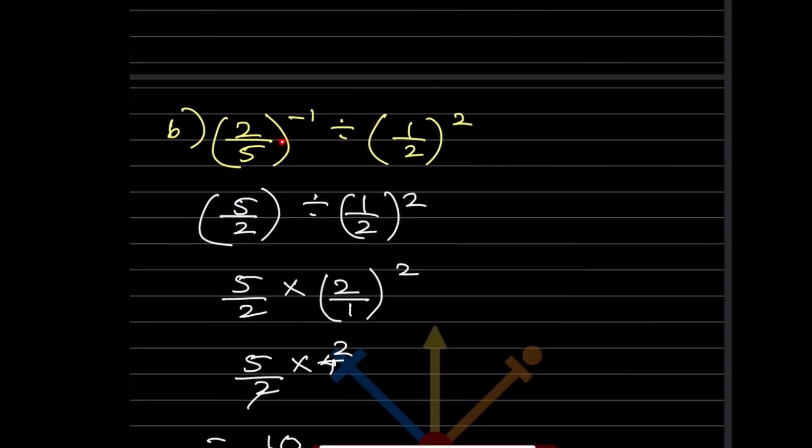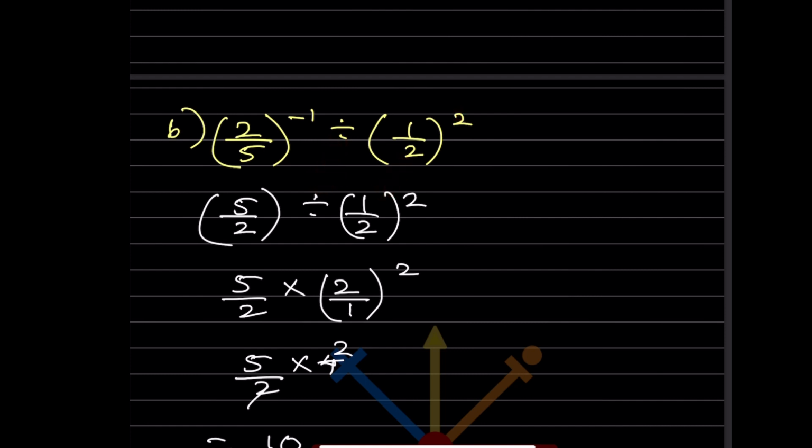Again here we can see this is a negative exponent. So we can make it positive, which means this will get flipped over: 5 by 2 raised to 1. We don't have to write that 1. Now this is divided by this, which is the same because it's already positive.